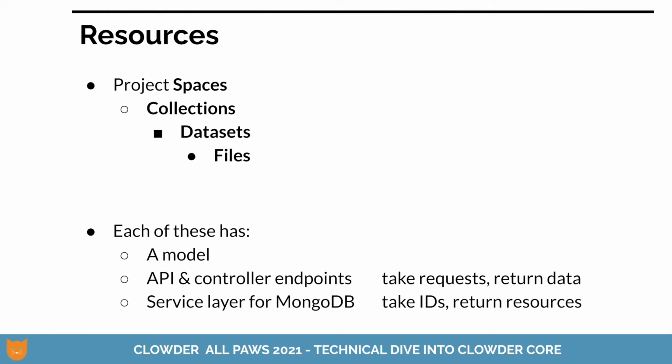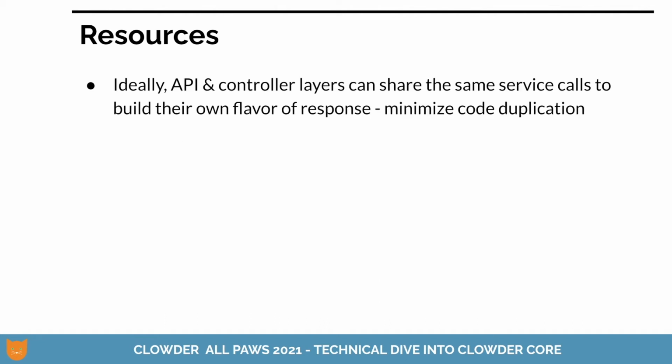Resources tend to refer to the key research components in a Clowder application, this being the project spaces, the datasets and files themselves, and any collections that they're organized into. What you see here is the basic hierarchy of data in Clowder, but a dataset is the primary unit of observation. Each of these things listed on top has a model, API and controller endpoints, and a service layer associated with them. We saw a very simple example of this with the datasets, but ideally, both the API and the controller code can share the same service calls to minimize the amount of code duplication and do their own necessary tasks with the response.